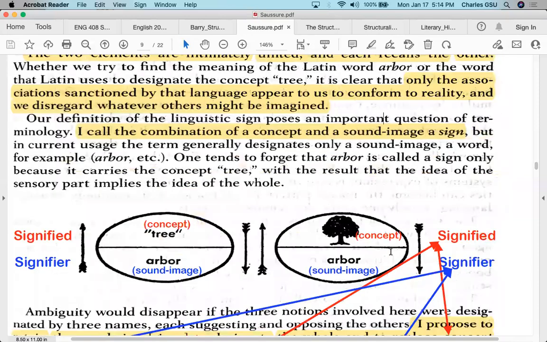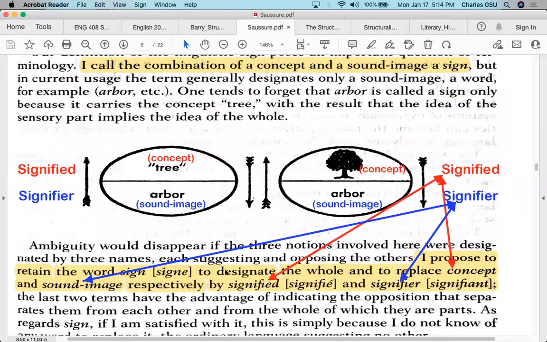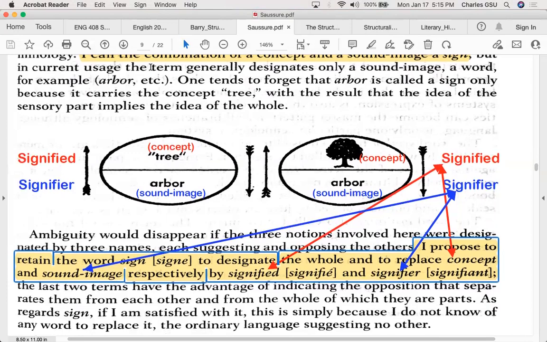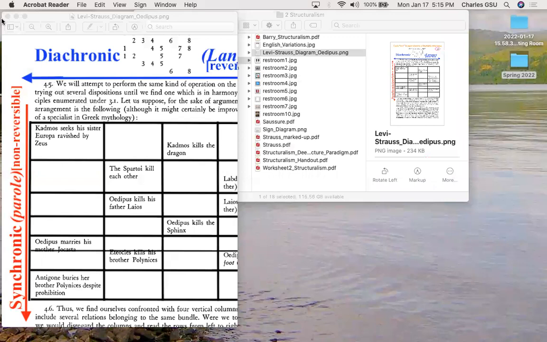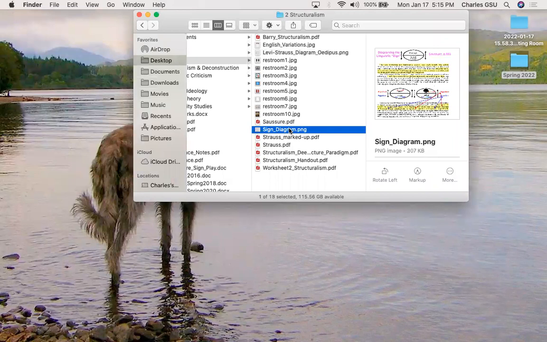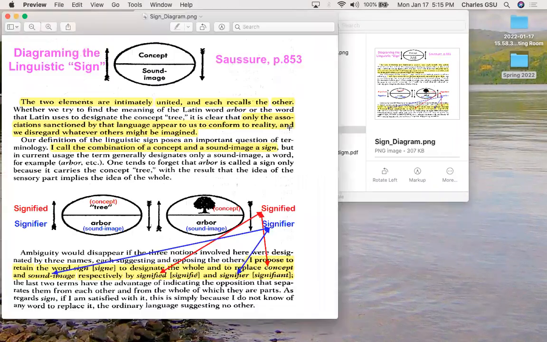So he says, I'm going to designate the whole thing the sign, and to replace concept. So I have this red arrow here going up to the top, concept, okay? I'm going to replace the word concept and sound image respectively by signified and signifier. So I have an image here for you to help. It's in the Google Drive folder. It's really taken from that page.